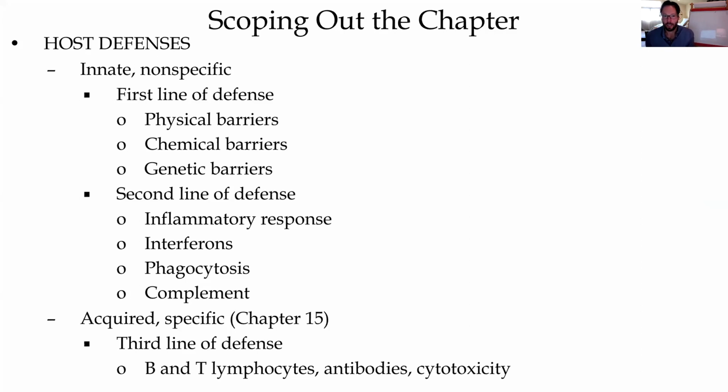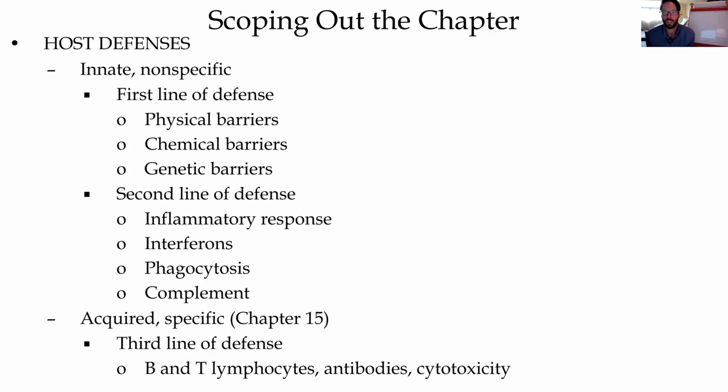And then genetic barriers, right? So for instance, if you have sickle cell anemia, your red blood cells don't have the right shape and structure for allowing the malarial parasite to infect. And that's what Plasmodium likes to go.